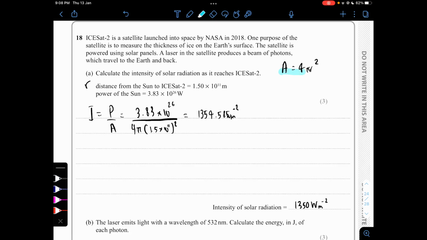So 1 mark for realizing that it's a sphere and its surface area is 4 pi r squared. So we have the value of 4. 1 mark for using I equals P over A. 1 mark for getting the final answer and then rounding it.